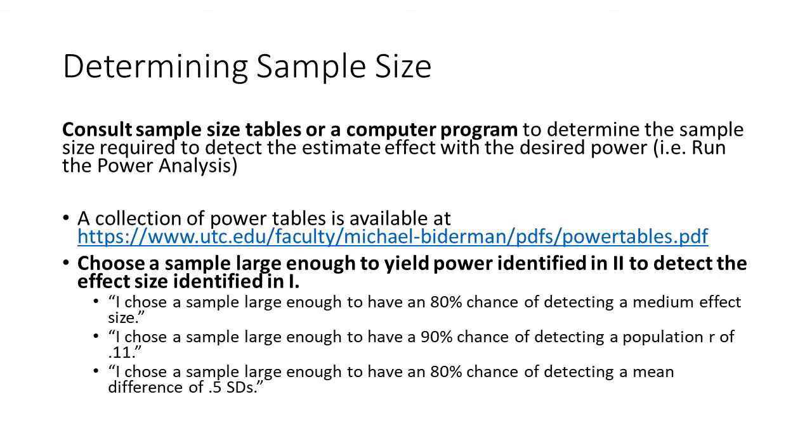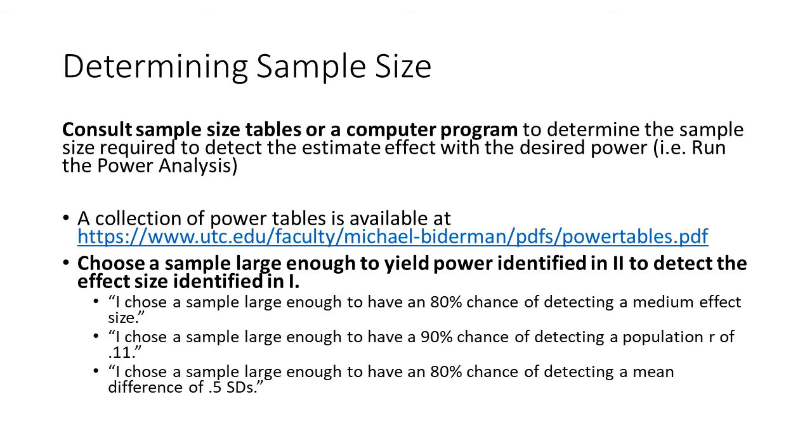I will let you all go through those in your own time if you want to, for the sake of time. But these power tables are really useful because they're a very fast and convenient way of finding something. So, for instance, I choose a sample large enough to have an 80% chance of detecting a medium effect. So go to the column that says medium effect, go to the 80% and see what number it spits out.